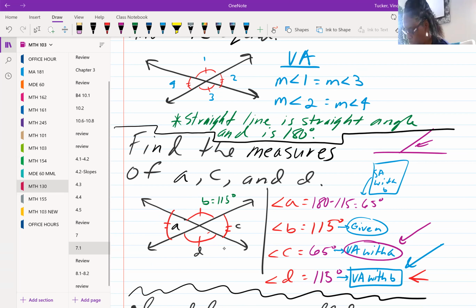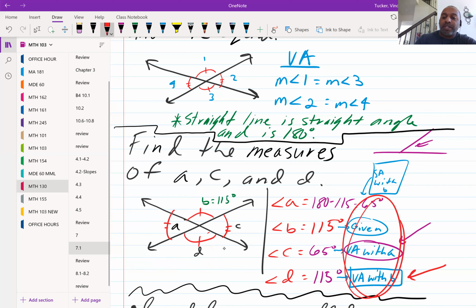Wait, D is B, say again now? Okay, B and D, okay. Yep, so D didn't call for any calculation. D, as in dog, is equal to 115, just like B, as in boy, because it is a vertical angle with B. I tried to give a little explanation over here as to why we got those answers. So vertical angle with B is how you got D.